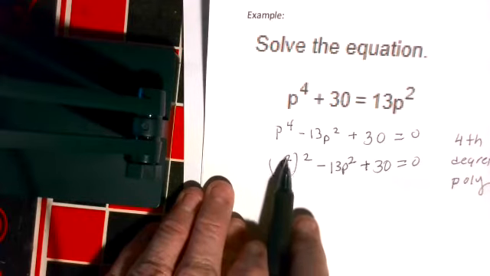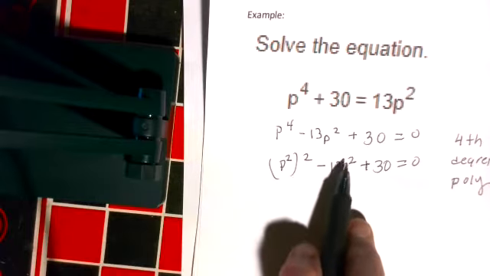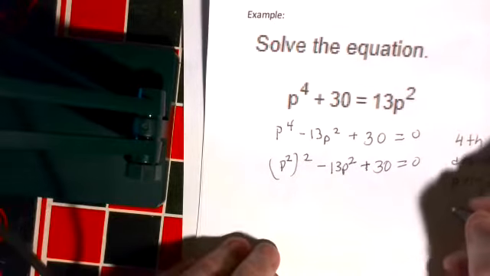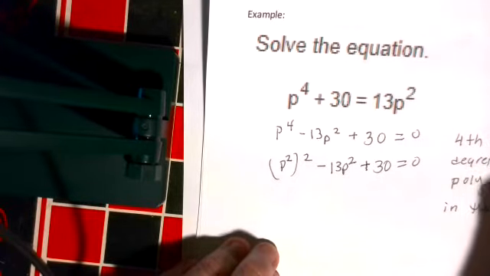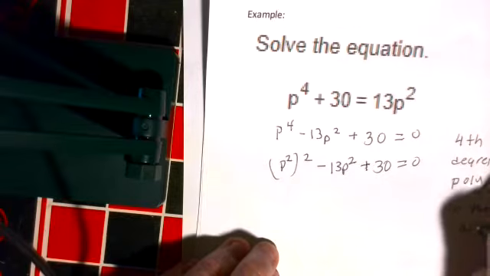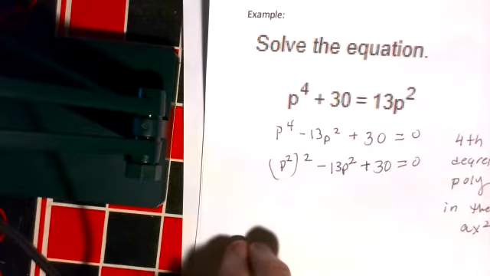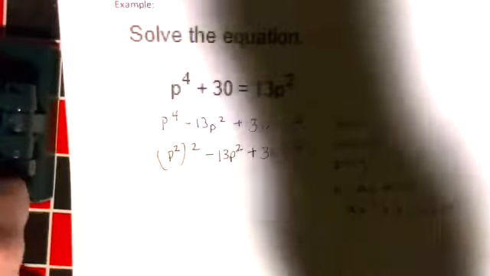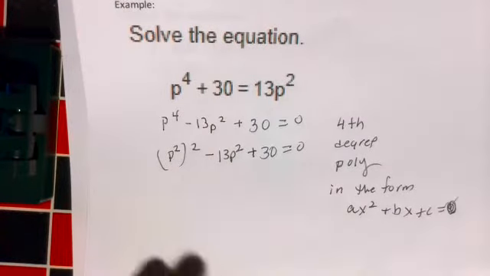If you look at it, because p squared gets squared, and then there it is just with the p squared, and there's the constant term. So it's in the form ax squared plus bx plus c equals 0. Oops, went all the way across the page there, which is the form of a quadratic.